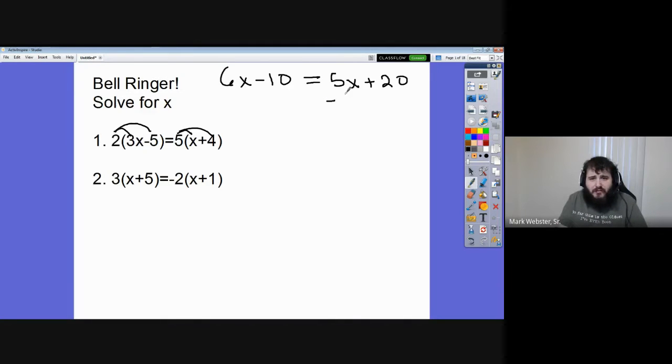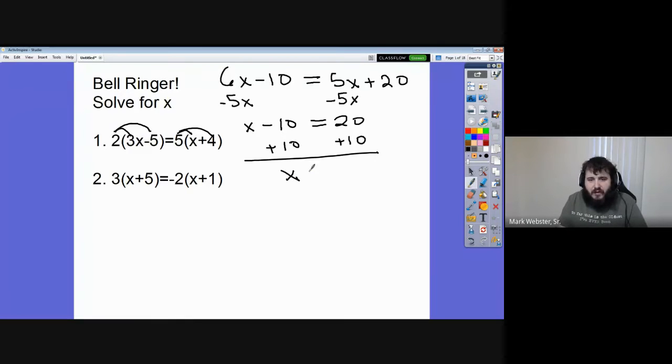So let's subtract 5x from both sides just to make the choice of putting the x values all on the left, right? So I'm left with 1x minus 10 equals 20. Add 10 to both sides to get x by itself, and I'm left with x equals 30.